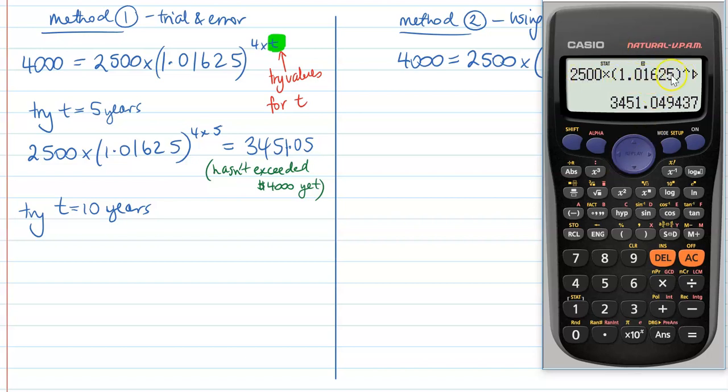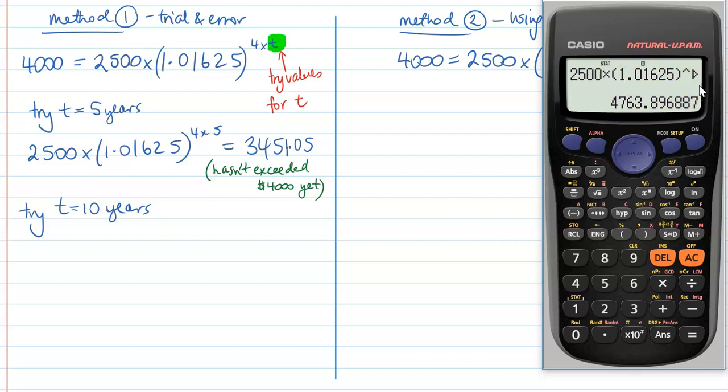Now instead of retyping it all in your calculator again, if you simply press replay to the left, it will take you up to your input that you just added, and you can simply just replace the 5 with a 10, and that will pump out the balance after 10 years. Now you can see that this balance has exceeded $4,000, but we still don't know when it exceeded $4,000.